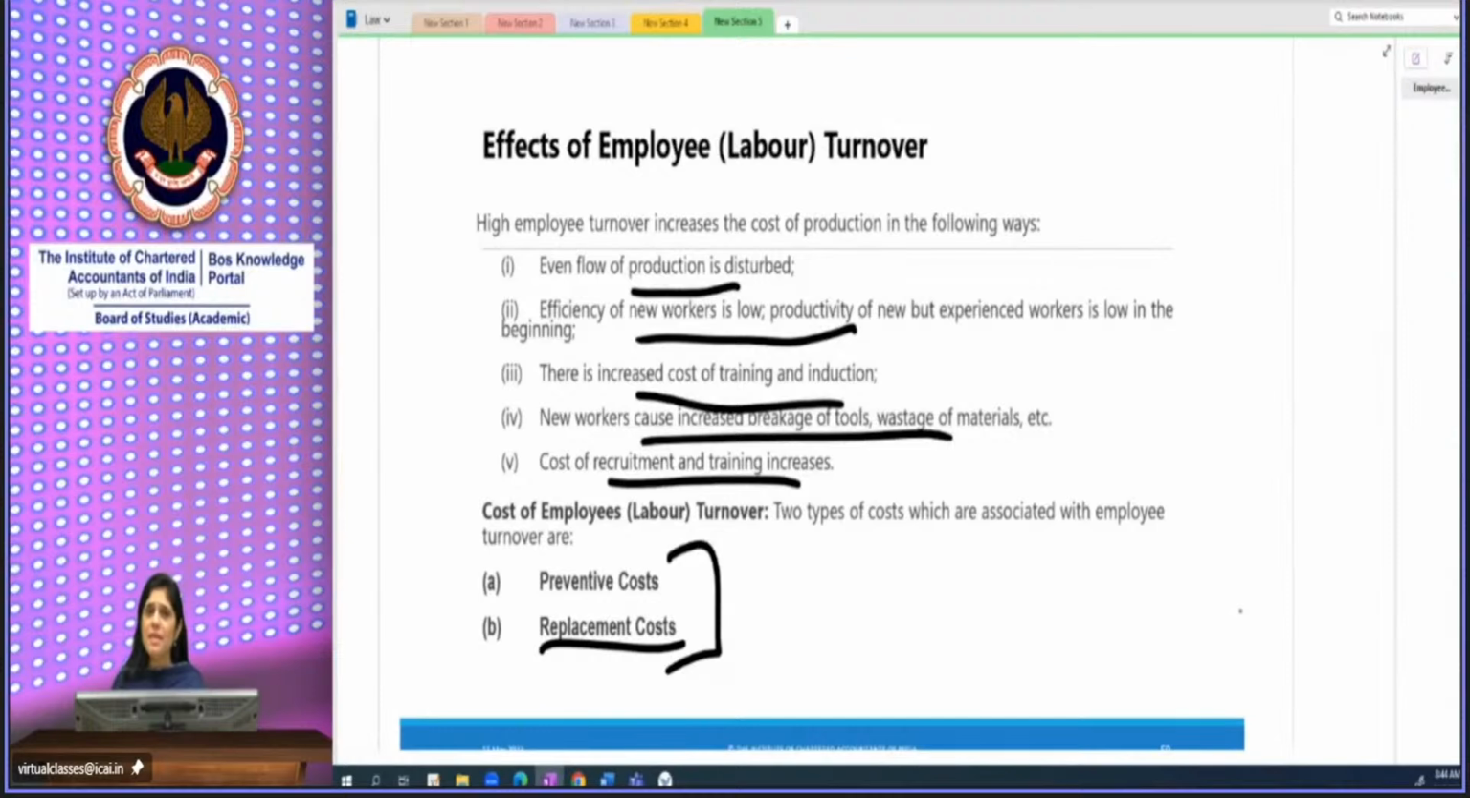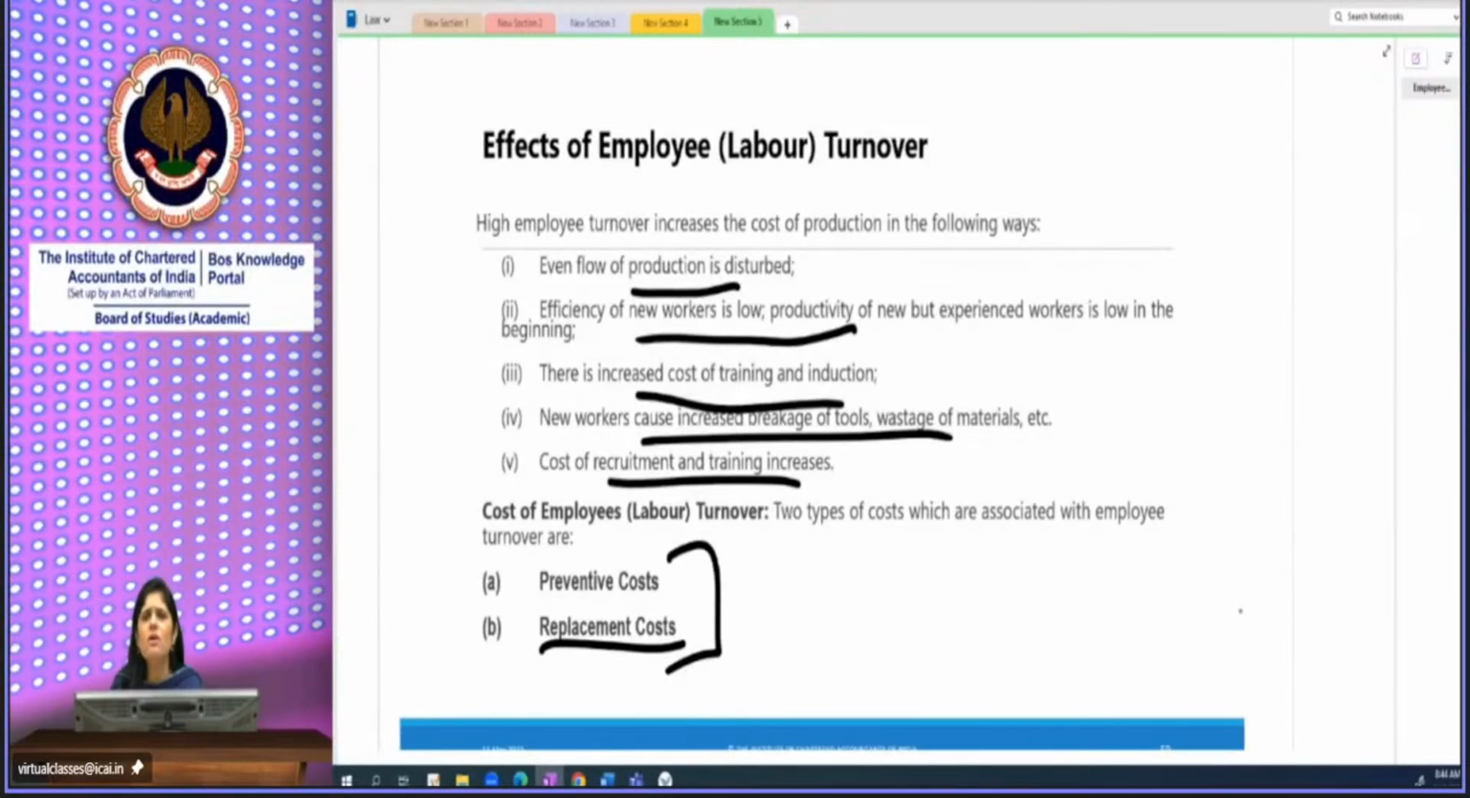Replacement cost means the employees have left. Then what is the cost you are bearing? The replacement cost means new employees are replacing them. So you will give them training, and the production will be less. Then again, it's a cost to the company. The production cost per unit will increase for the company. So there is preventive cost and there is replacement cost. The cost will always be high if the labor turnover is high. That is for sure. All right.